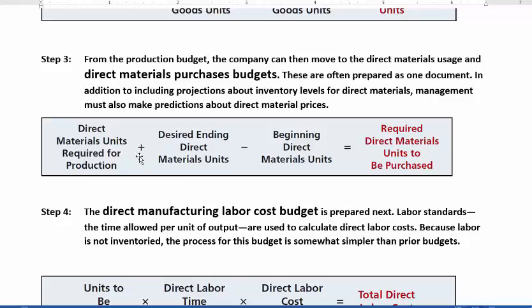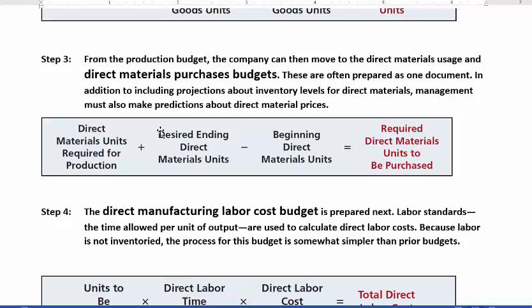All right, so here's our formula to calculate our direct material units that need to be purchased. Direct materials units required for production: the number of units that need to be made times the number of units required for one unit is this number. We are then going to add that to the desired ending direct materials units.